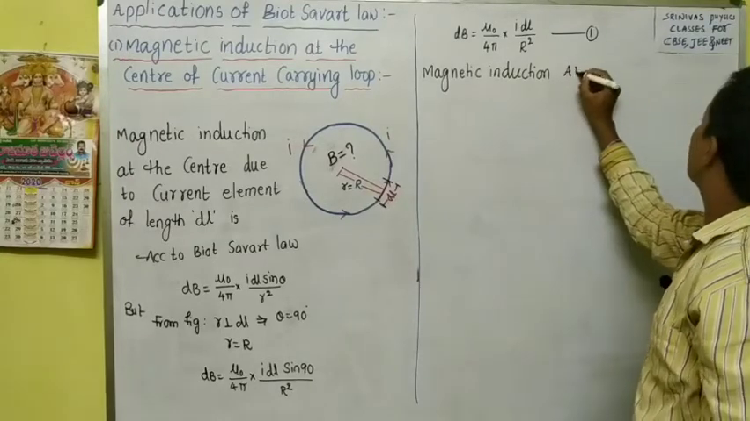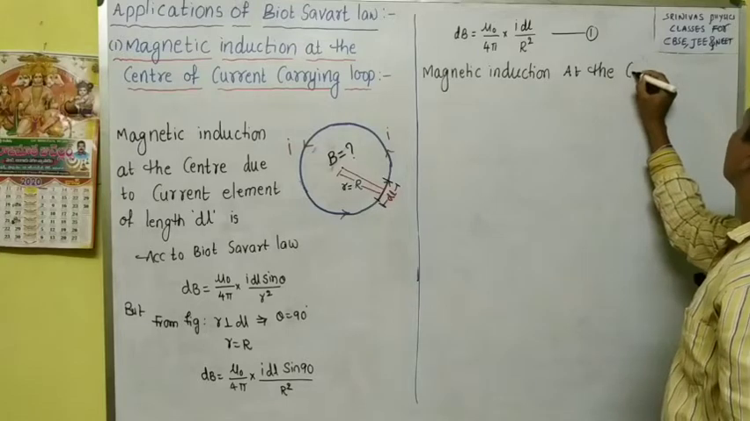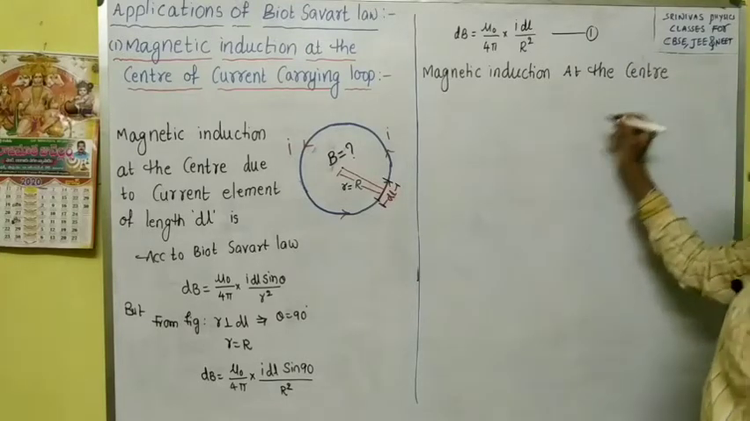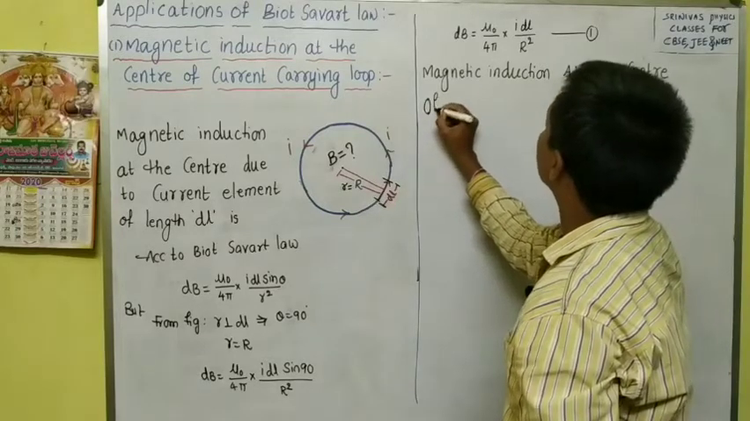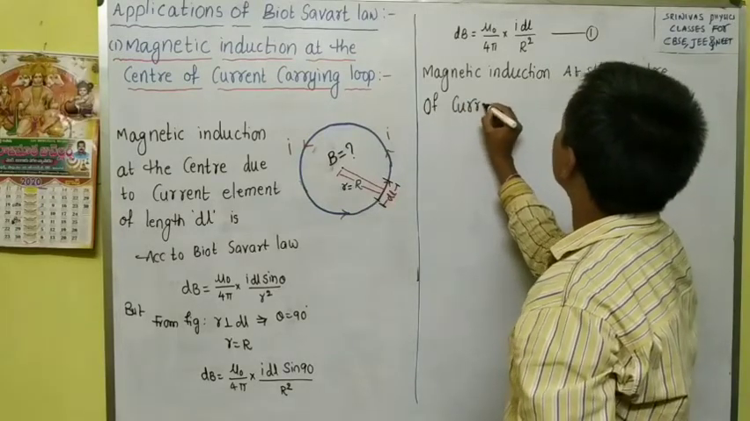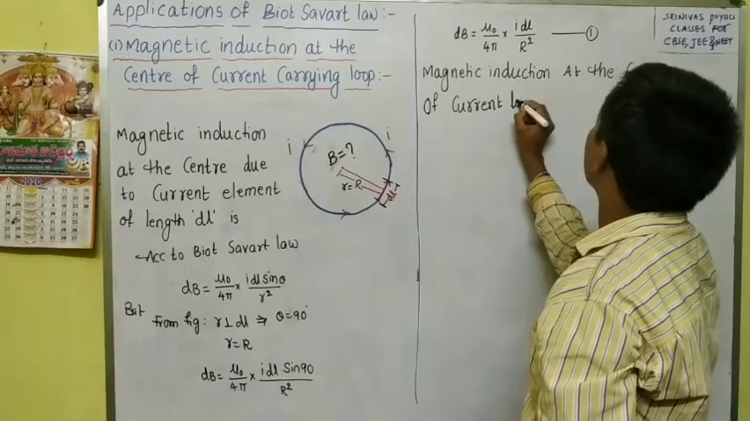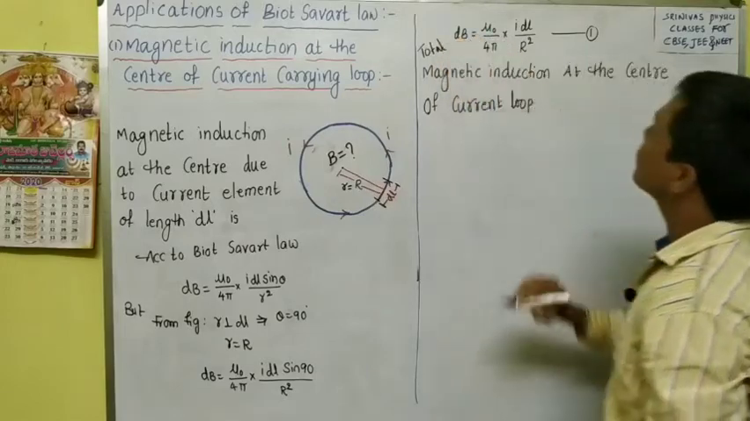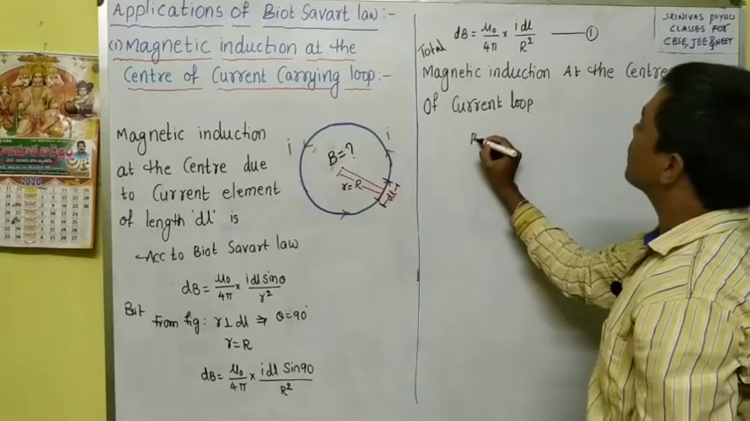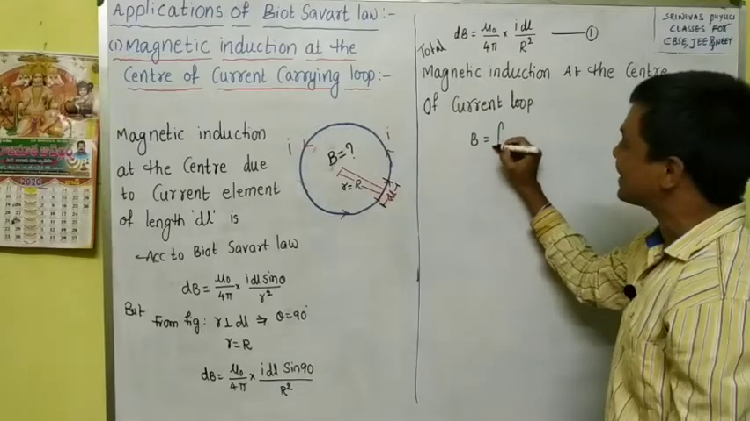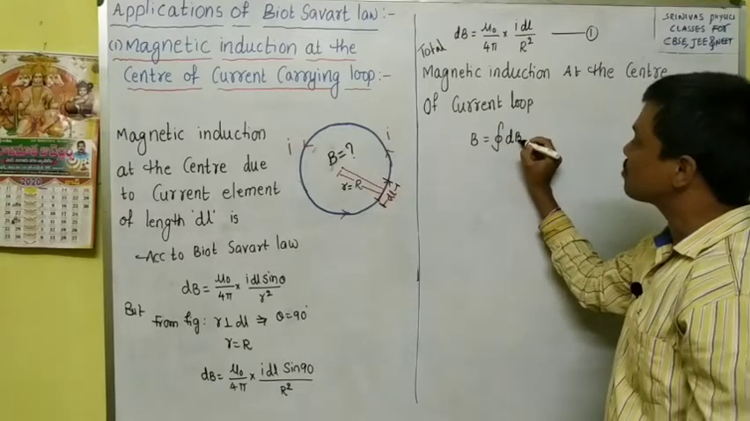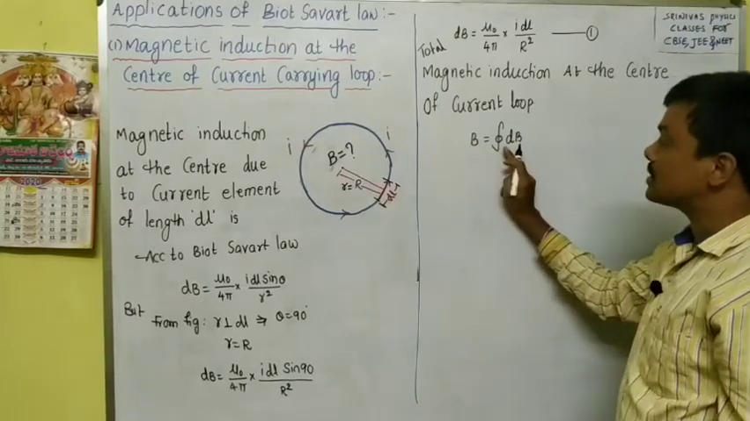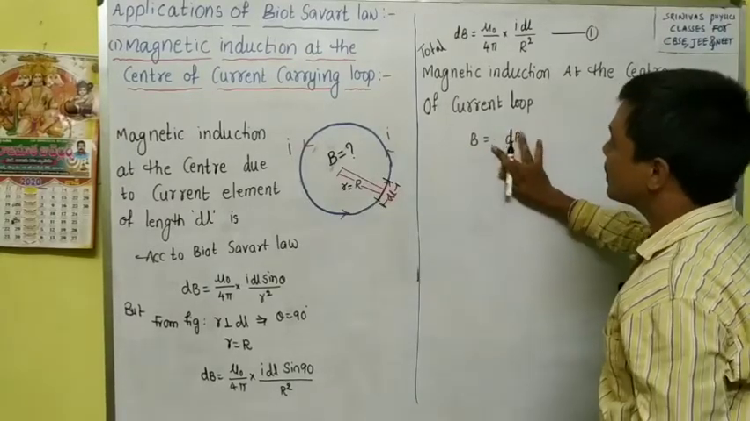Magnetic induction at the center of the current loop. How will we get it? At the center of the current loop, okay? Then I want the total magnetic induction due to the current loop, that is B. We will get the total just by integration, right? Integration of small magnetic induction gives the total magnetic induction. Instead of summation we will use the integration.